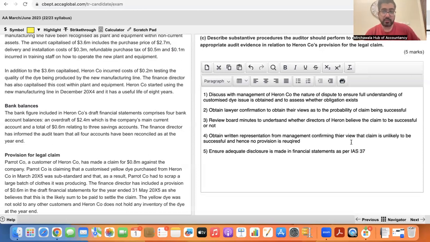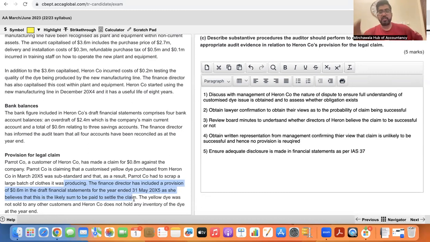Now, look at the disadvantage of just rote learning and not reading the scenario. Obtain written representation from management confirming their view. Till here, it's fine. That claim is unlikely to be successful and hence no provision is required. If you write this, it is completely wrong, because according to management, their view is not that the claim is unlikely to be successful. They think that we need to pay 0.6 million. They believe this will be likely the sum to settle the claim. So if you write this, they haven't said that the claim is unlikely to be successful and no provision is required. They have included in their financial statements a provision of 0.6 because they think they have to pay this.